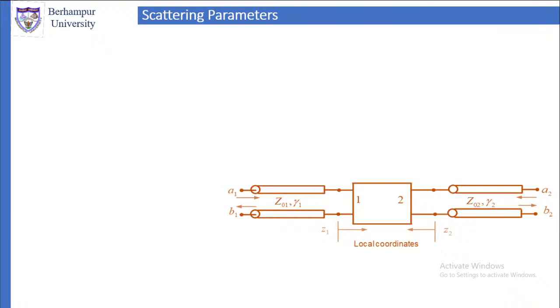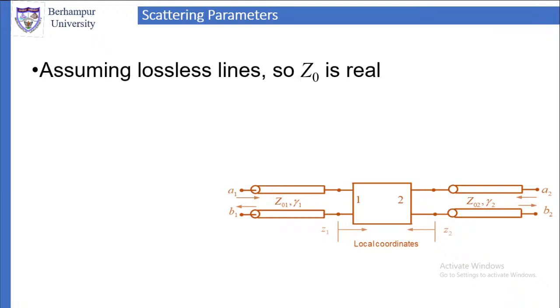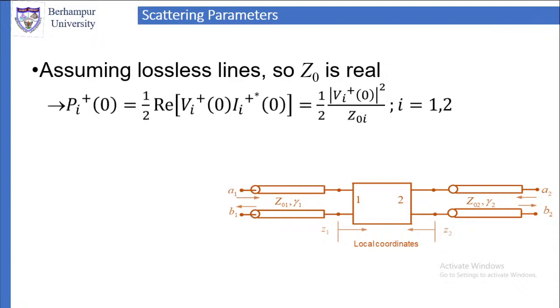Now let us define the scattering parameters. Same two-port network; we will deal with the two-port network first, then extend it to a three-port or n-port network. Assume the lines to be lossless, so Z0 is real. Power at port i for Z equal to 0, as you know, is half V into I star. So use the real part of half V into I star.